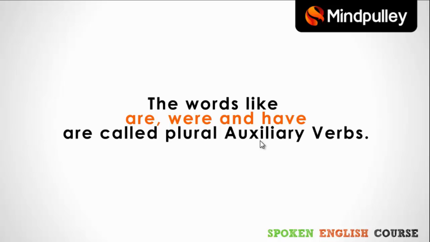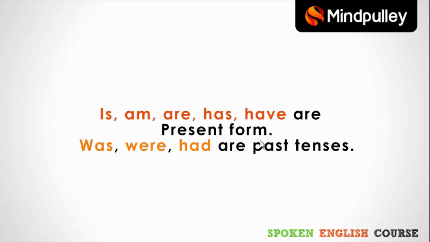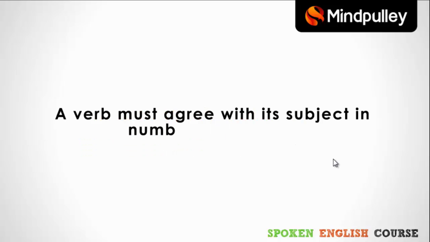verbs कहते हैं. Is, am, are, has, have are used to form present tenses and was, were, had are used to form past tenses. A verb must agree with its subject in number and person. इसका मतलब ये है कि जो verb है वो subject के अकॉर्डिंग और person के अकॉर्डिंग जो है sentence में आएगी.